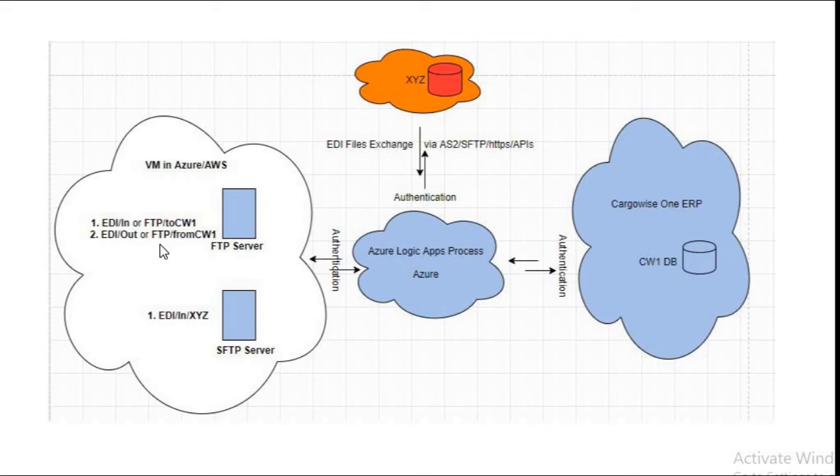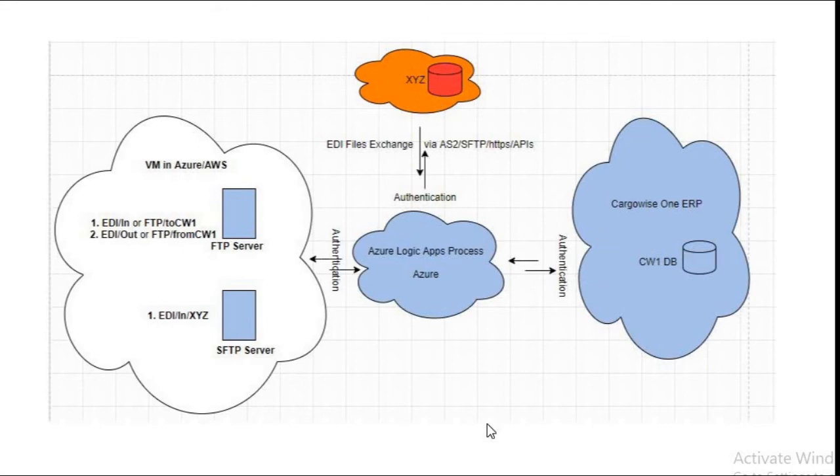Depending upon what type of information we want to send to the trading partner, that process will process the file and do the mapping to a particular format. If it is for a milestone, say for air freight, then it will be 214 in EDI, and if it is sea freight, then it can be converted into 315 and sent to XYZ by AS2, SFTP, HTTPS, or APIs, depending upon what XYZ and ABC company agreed upon.